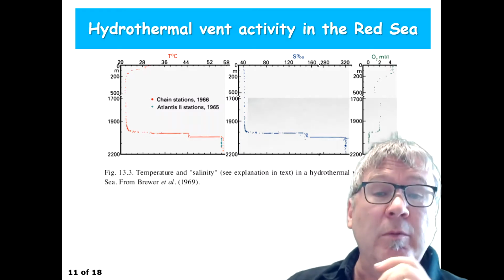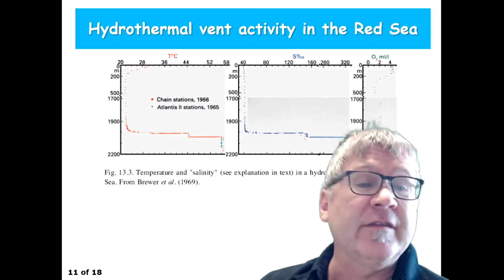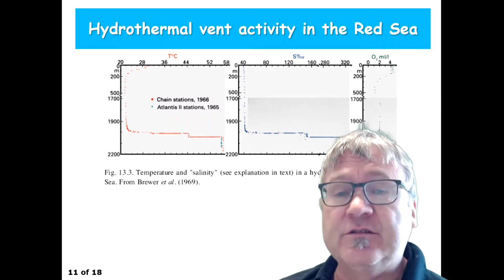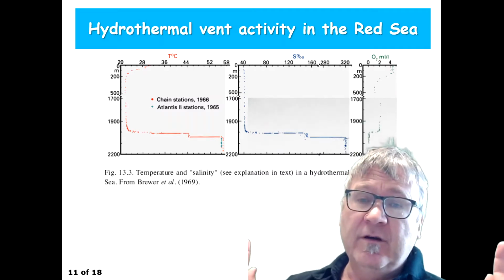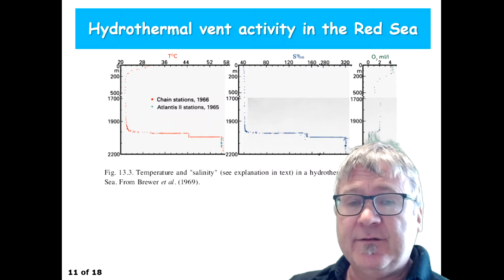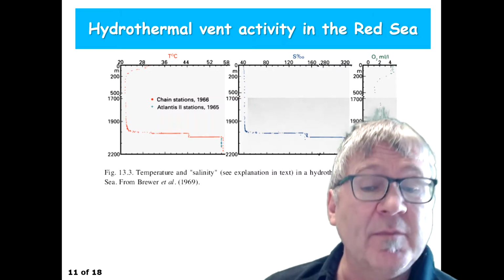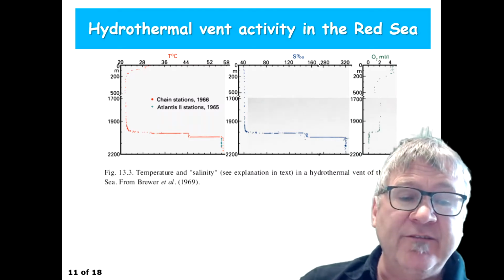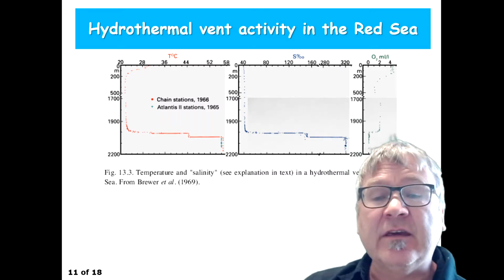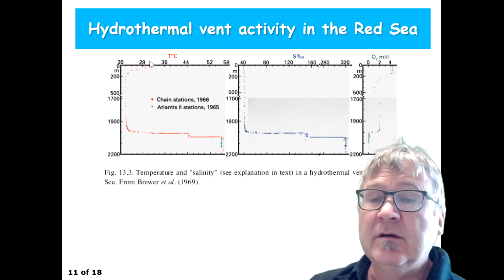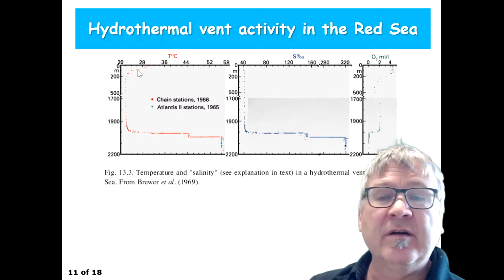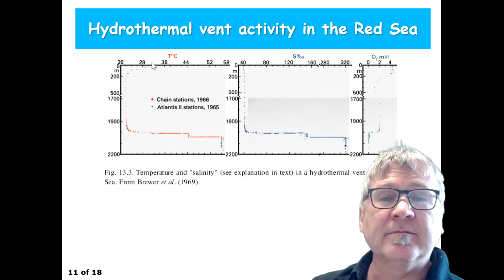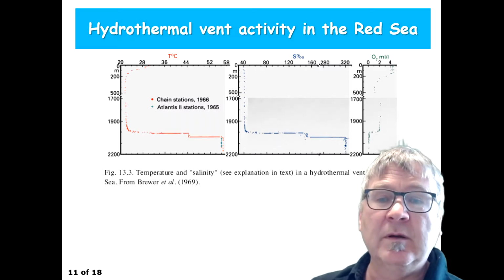So we do the hydrothermal vents first, and then we go back and look at the vertical transects of properties. Here are some temperature and salinity observations in a hydrothermal vent of the Red Sea. Look at the temperature. Okay, 30 degrees at the surface. Wow, hey, nice and warm.